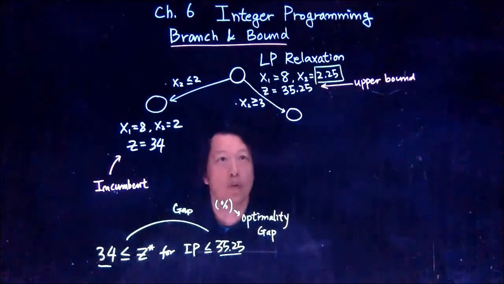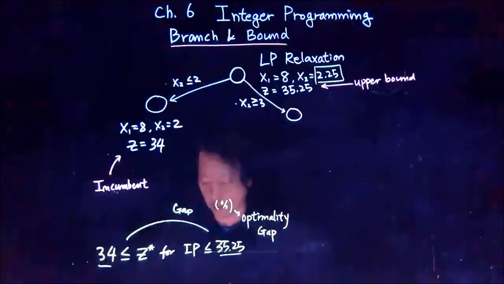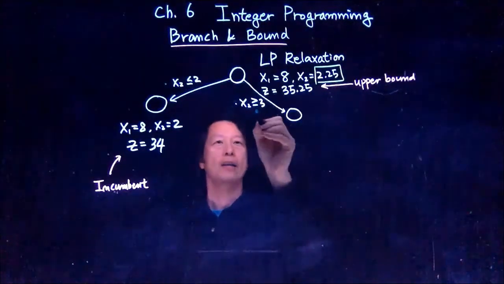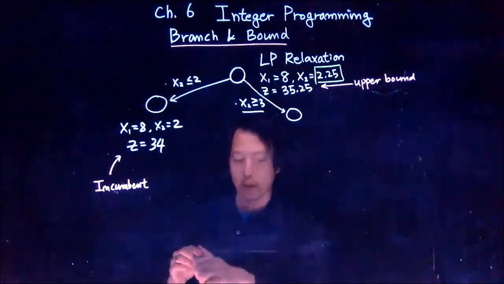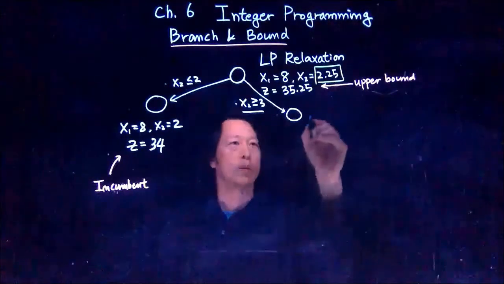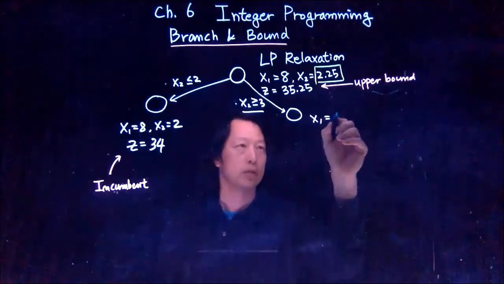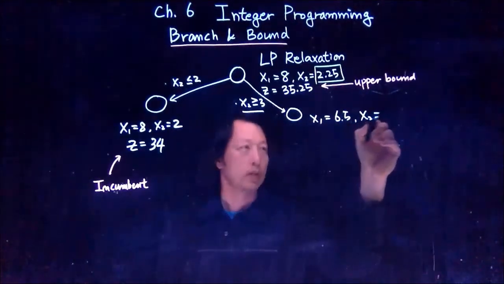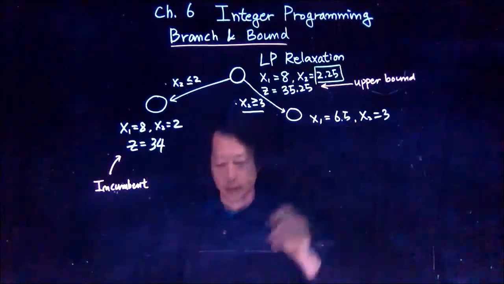So we will keep dividing. So this is the optimality gap so far. So now we'll keep doing this. And then adding this additional constraint, and we solve the LP relaxation again, then we will get an answer, which will be x1 is 6.5 and x2 is 3. So now x2 becomes an integer, but now this is the problem.